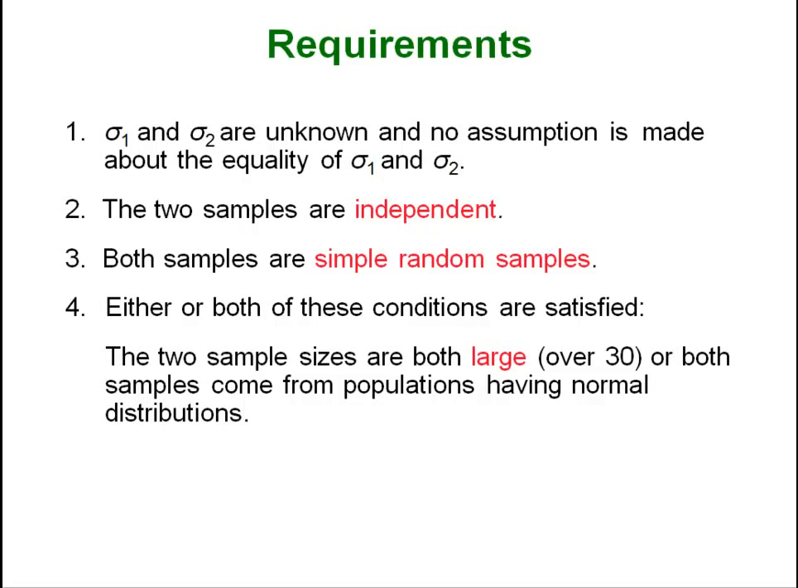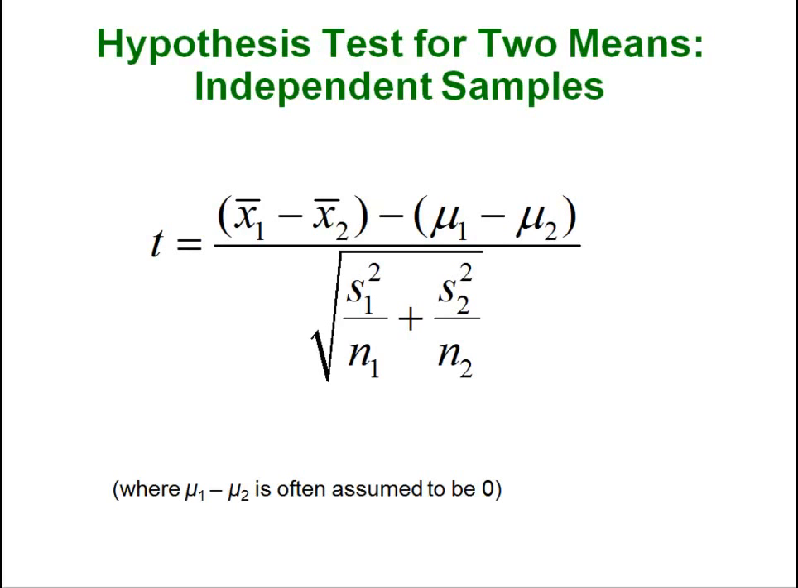And just like we had to do that when we were dealing with one sample, we now have to have those conditions met for both samples here. Our typical test statistic for when we're dealing with two means, again, because we don't know the standard deviation of the populations, we have to use a t-test instead of a z.